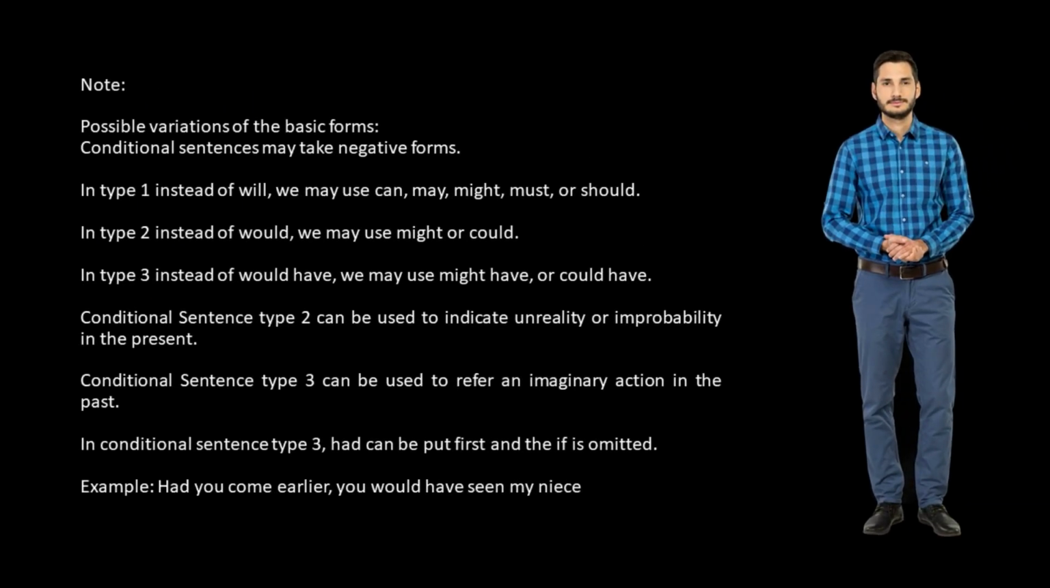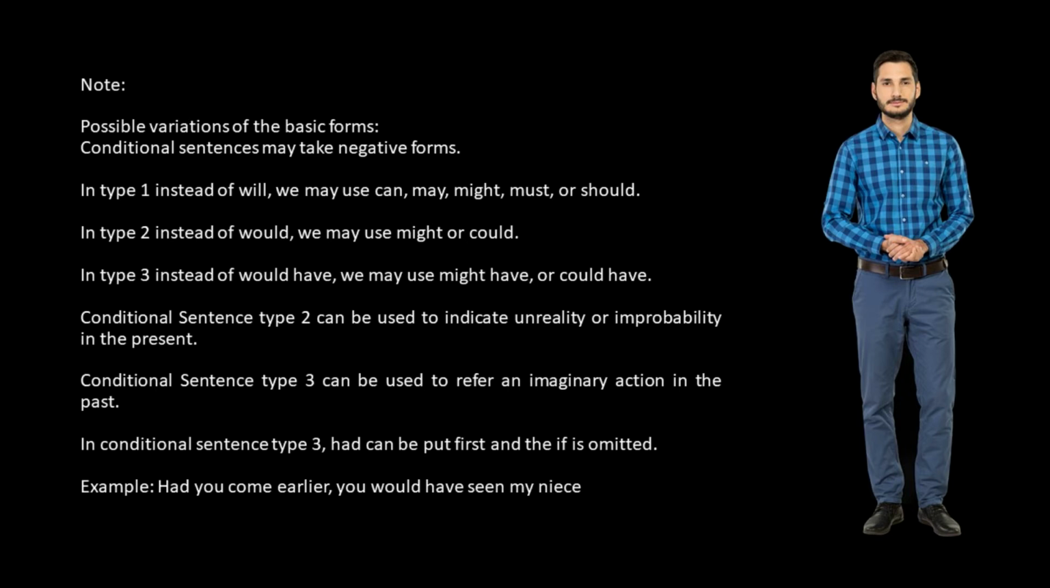Note: possible variations of the basic forms. Conditional sentences may take negative forms. In type 1, instead of will, we may use can, may, might, must, or should. In type 2, instead of would, we may use might or could. In type 3, instead of would have, we may use might have or could have.